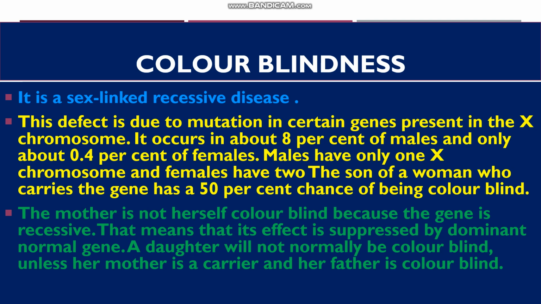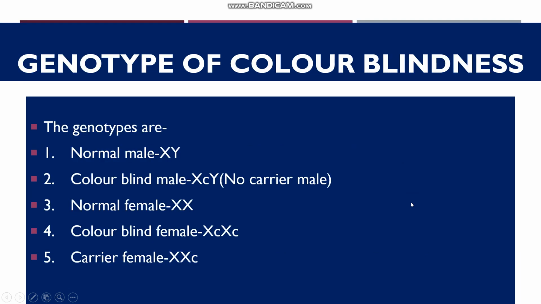This mutated gene is most commonly seen in males rather than females. The reason is males have only one X chromosome and there is no corresponding allele for it in the Y chromosome. Whatever the male inherits will be expressed. This is the reason why more males are affected in sex-linked diseases. A daughter will not normally be colorblind unless her mother is a carrier and her father is colorblind.